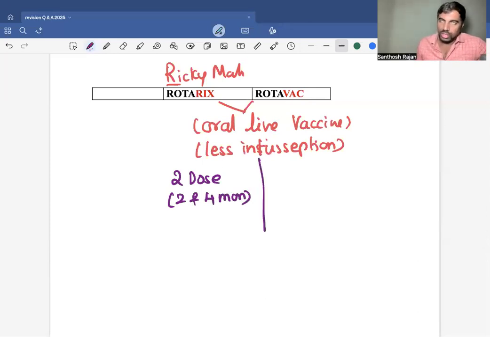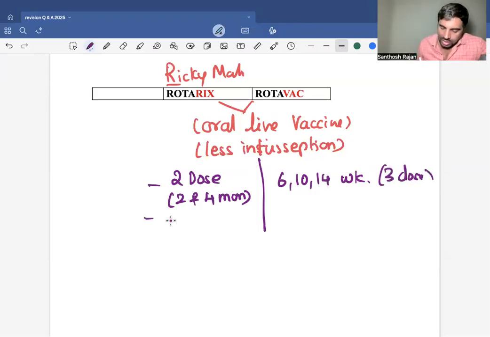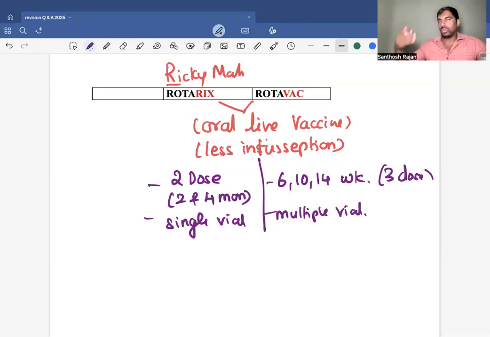Rotavac we give with the other vaccines, at 6, 10, 14 weeks along with DPT and OPV, so we are giving 3 doses. Rotarix is a single vial, you finish it, so there is no wastage. But here there are multiple vials. Multiple means one vial is used for many patients, so a lot of wastage can happen. That's it. So these are the things.